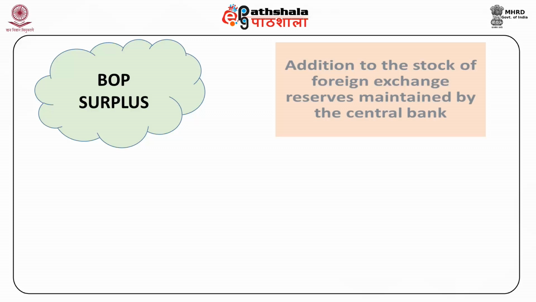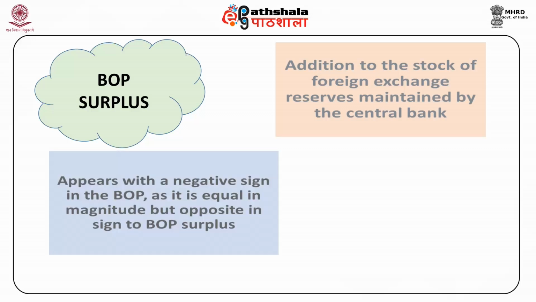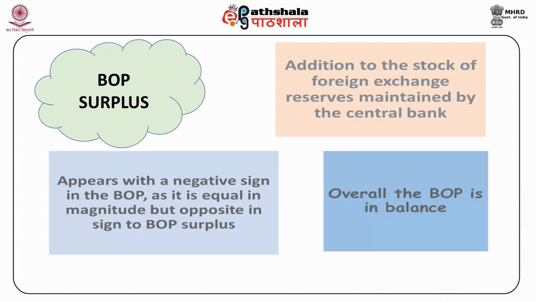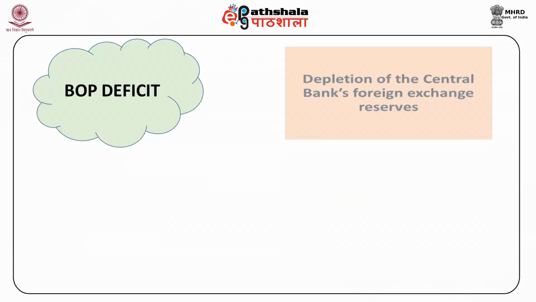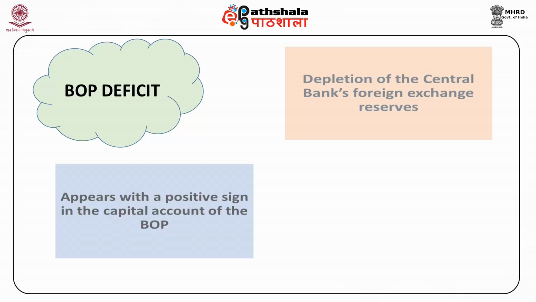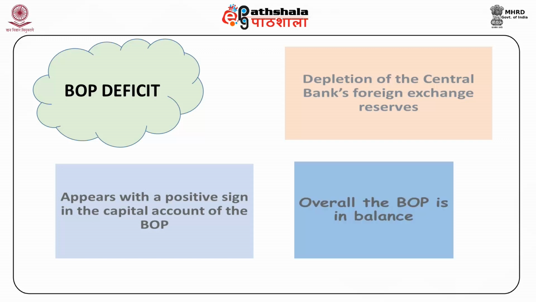the central bank. Such an addition to foreign exchange reserves appears with a negative sign in the balance of payments, as it is equal in magnitude but opposite in sign to balance of payment surplus, hence ensuring that overall the balance of payments is in balance. Similarly, when there is a balance of payments deficit, there is a depletion of the central bank's foreign exchange reserves that appears with the positive sign in the capital account of the balance of payments. In this sense, the overall balance of payments must balance.